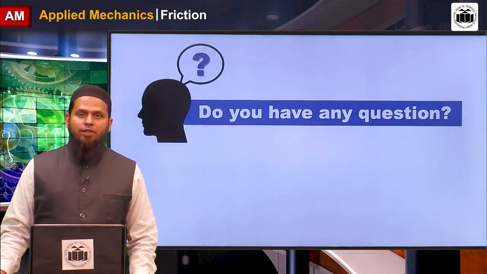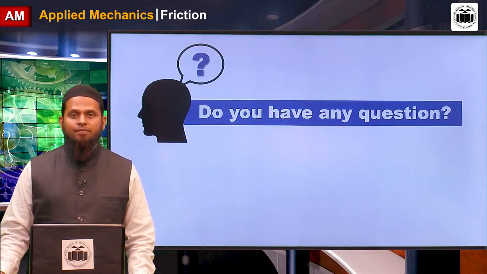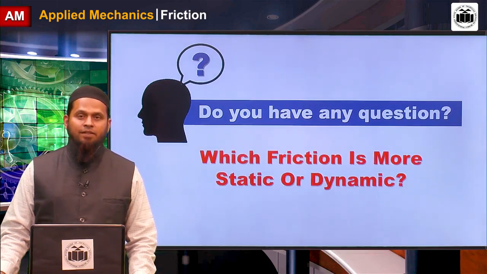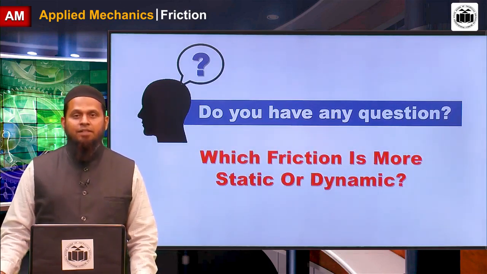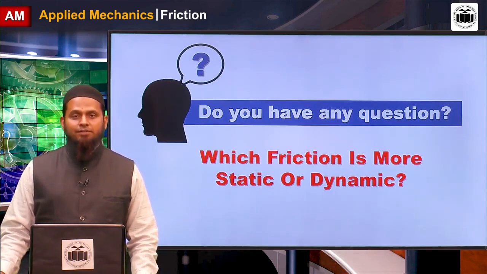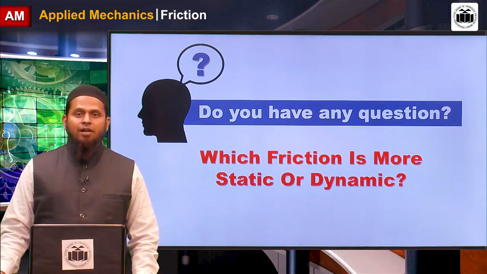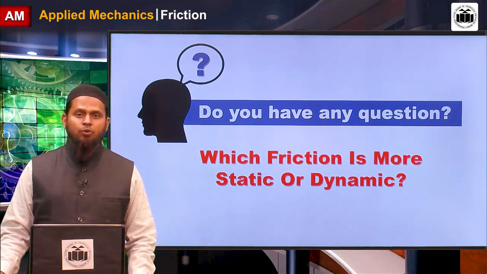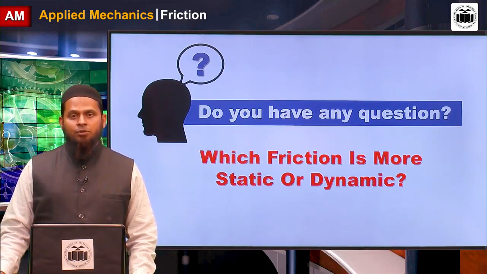Do you have any question? Yes, sir. I have a question. Which friction is more, static or dynamic? Very nice question. Static friction is always more than the dynamic friction. Why? To start the body from the rest condition, it requires more force. Hence, the static friction is more than the dynamic. Do you have my answer? Yes, sir. Thank you.